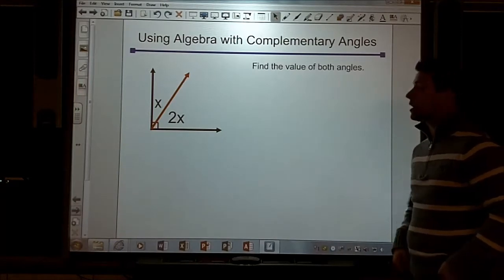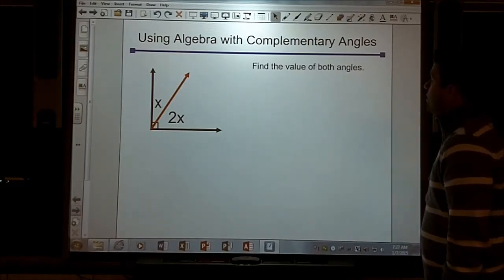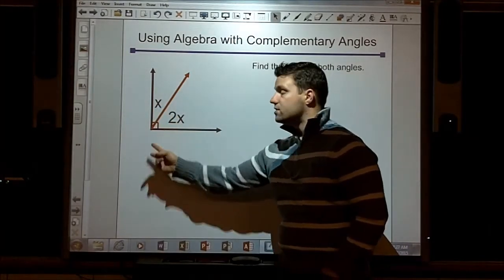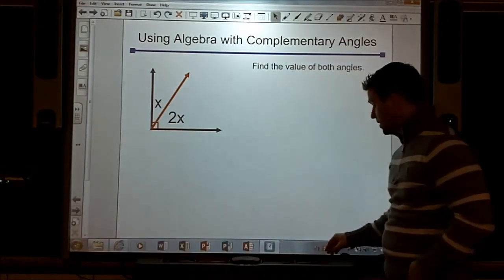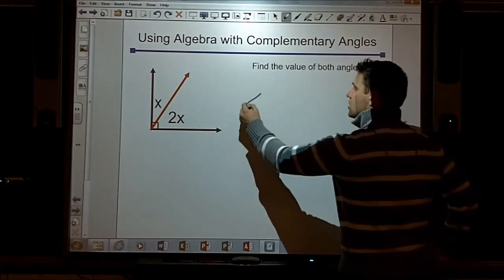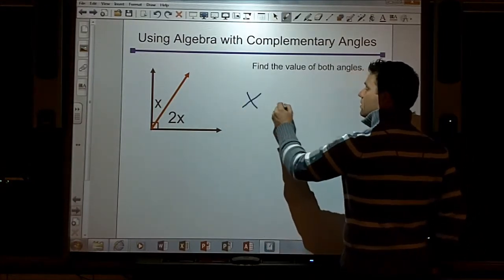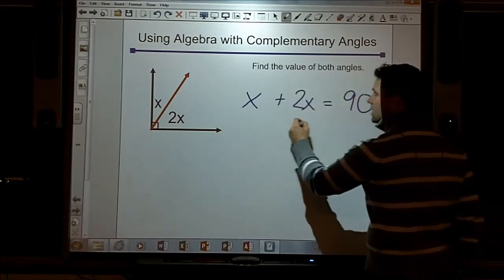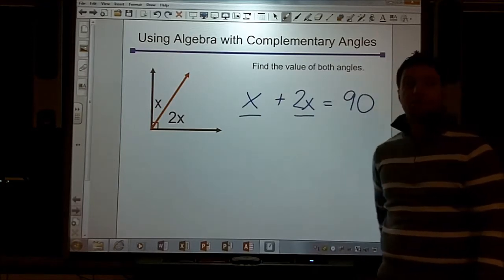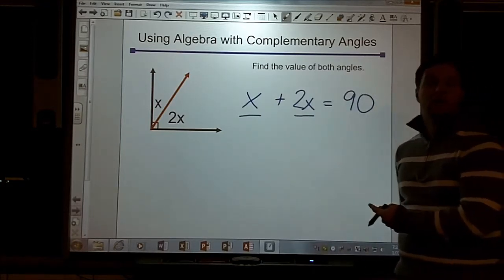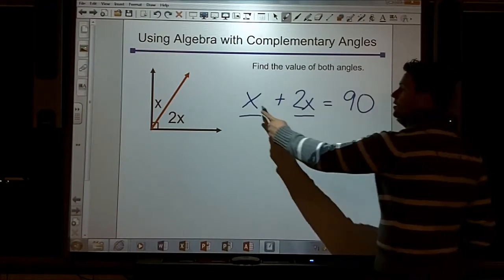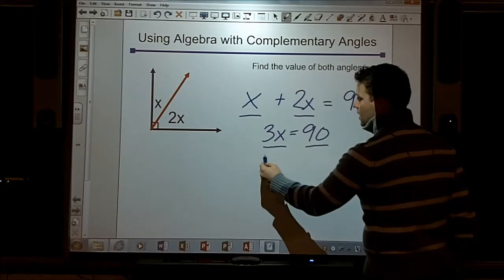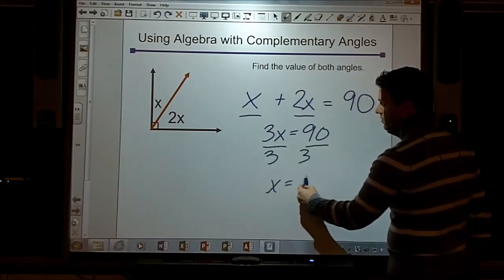How about let's use some algebra. Find the value of both angles. So I have x and 2x, still a 90-degree angle picture. So I'm going to write an equation of the small angle plus the bigger angle and have it equal 90. Just like I did in those last couple examples, I'm writing an equation. This just happens to have algebra in it. X plus 2x is 3x is equal to 90. Divide by 3, x is equal to 30.